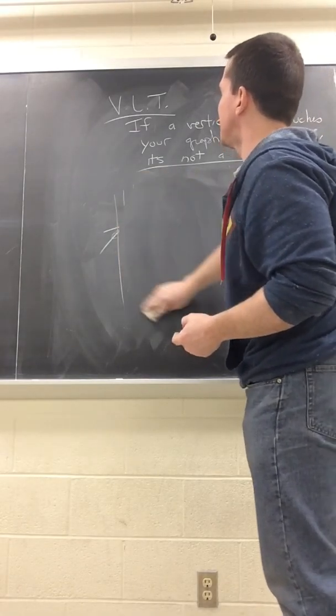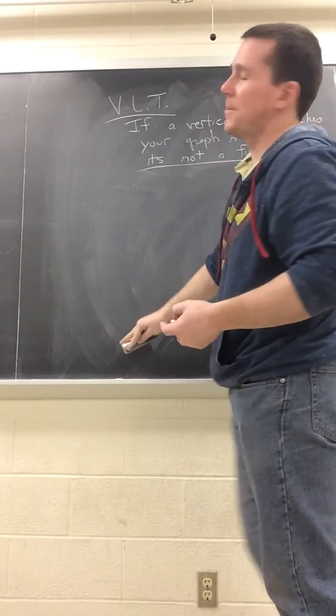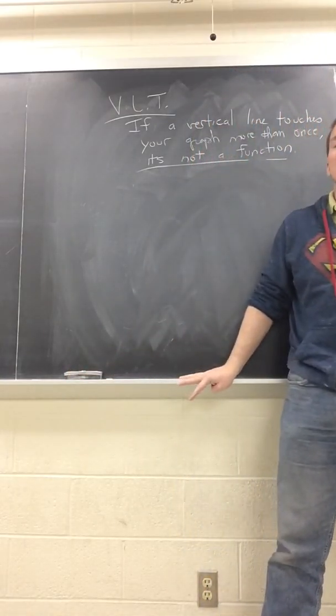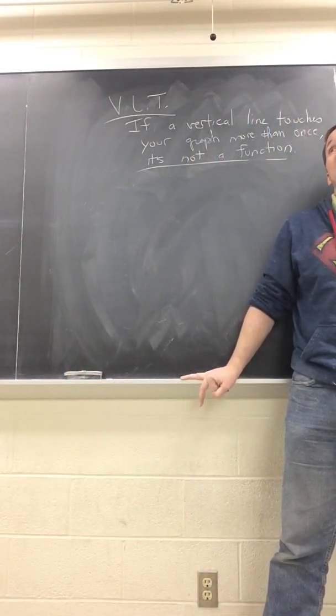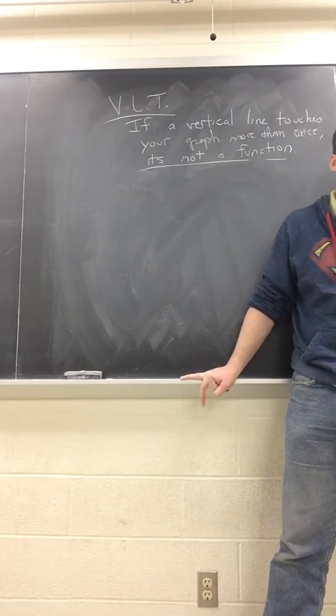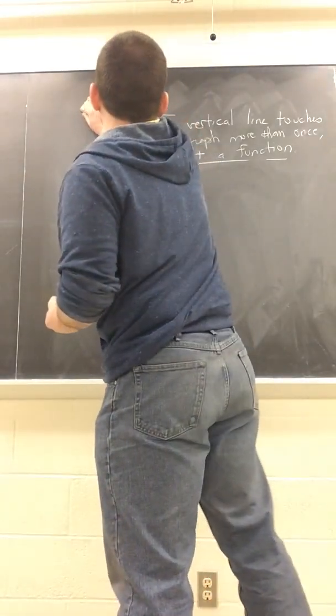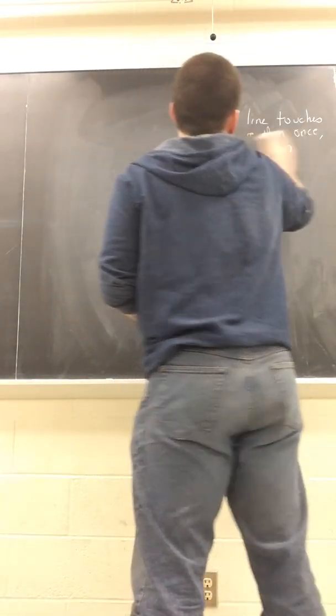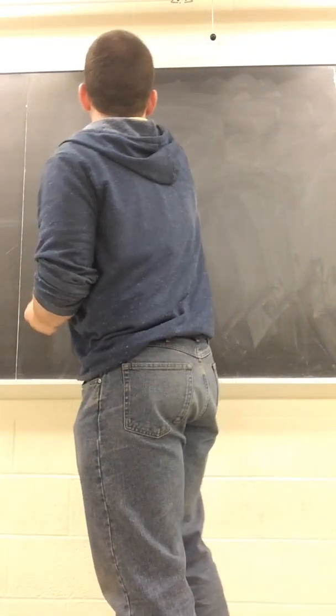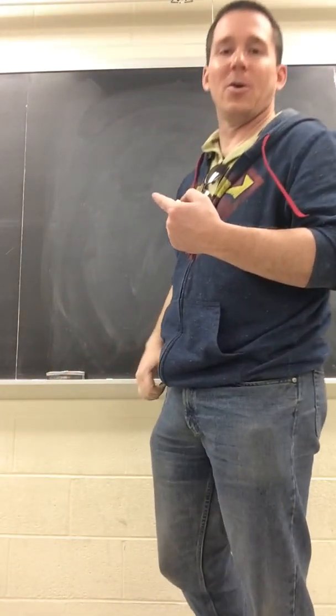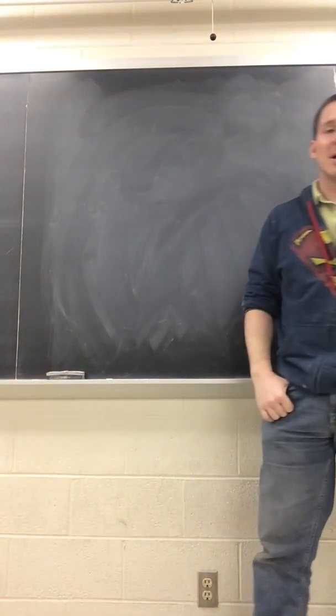But as far as this class goes, if you want to know if something is a function or not, use a vertical line test. Graph it, throw it into your calculator, graph it on a piece of paper, do the vertical line test, say yes it's a function or no it's not. Okay, now as far as it goes, there's a lot of notation for functions that we need to know.